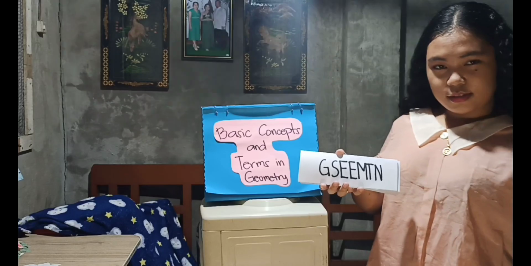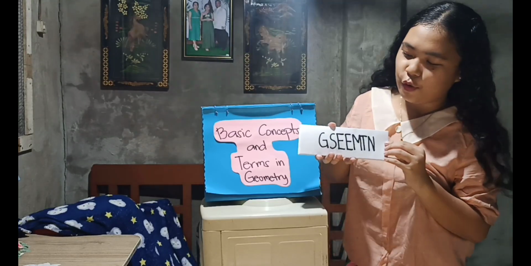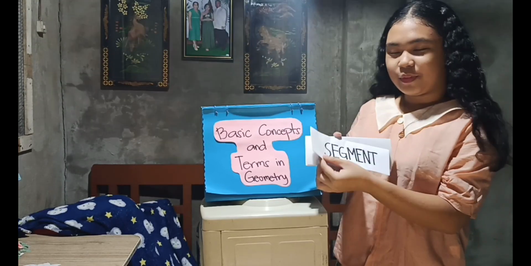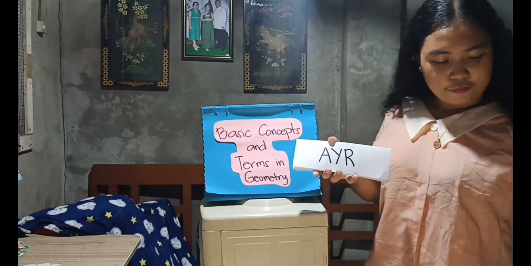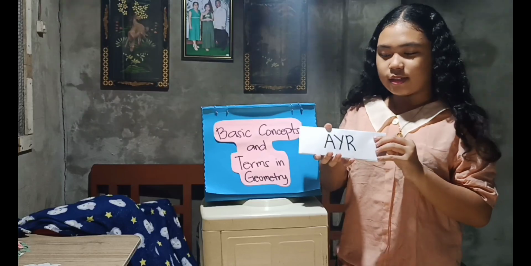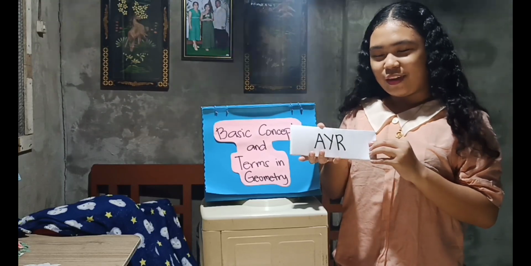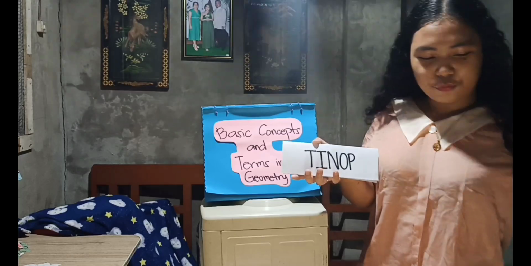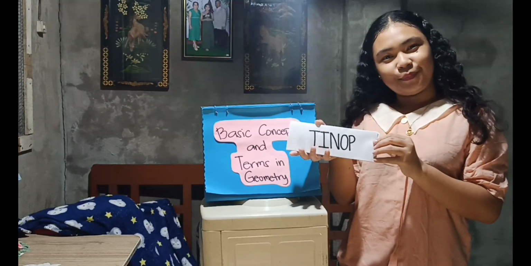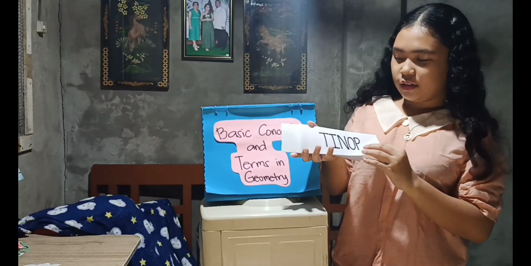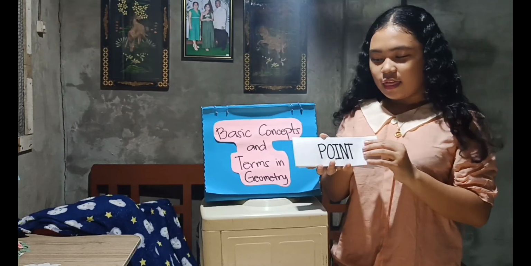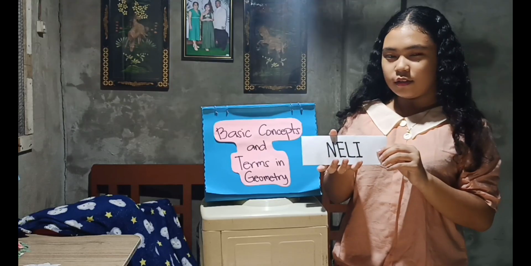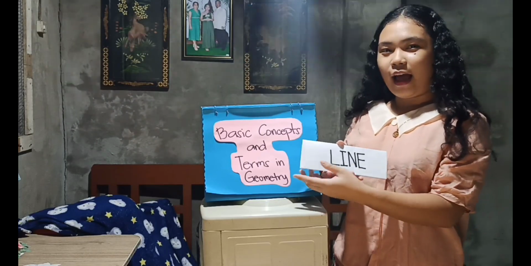The second word is... 5, 4, 3, 2, 1. The second word is segment. And the third flashcard or word is, can you guess it? Okay, very good. This is ray. And the fourth word is... okay, this is a point. And then the last word, I think you are very familiar with it. Very good. This is a line.